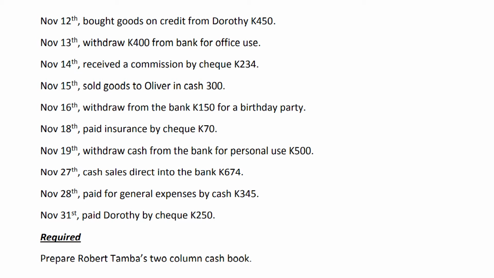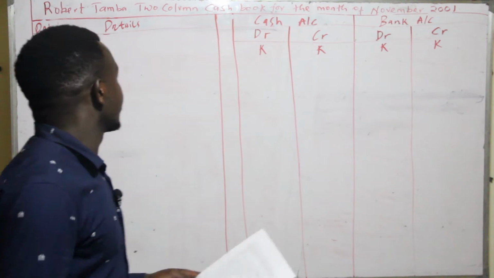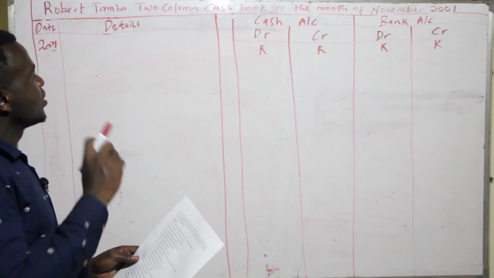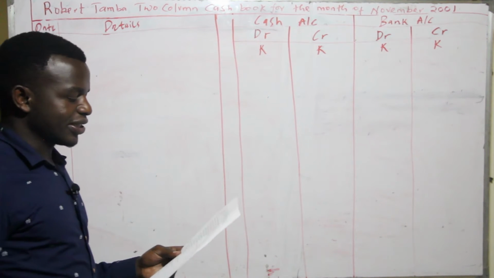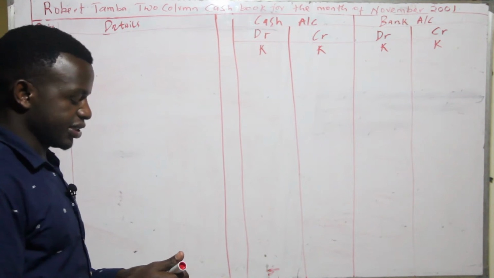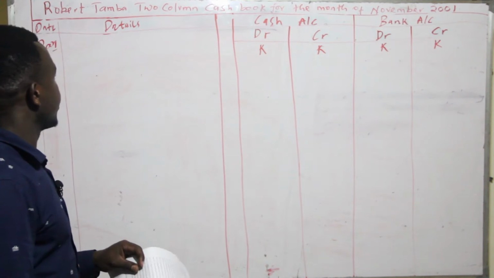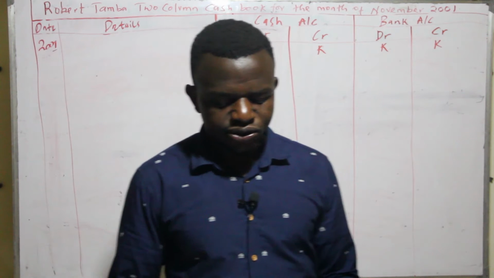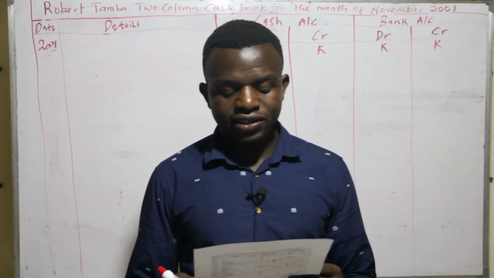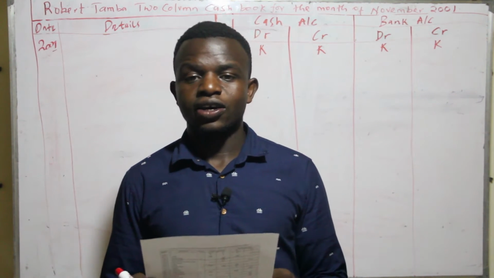2001. So the first thing that we're going to do is to put up the title. I've already written the title, and the title is going to read Robert Tamba two-column cash book for the month of November 2001. So that's the first step that you need to do, which is to write down the title. So we're going to start with the first transaction. On the 1st of November, started business with cash at hand amounting to 4,000 kwacha.